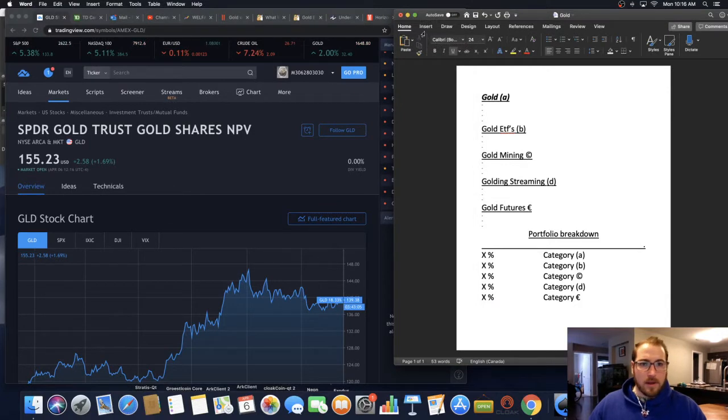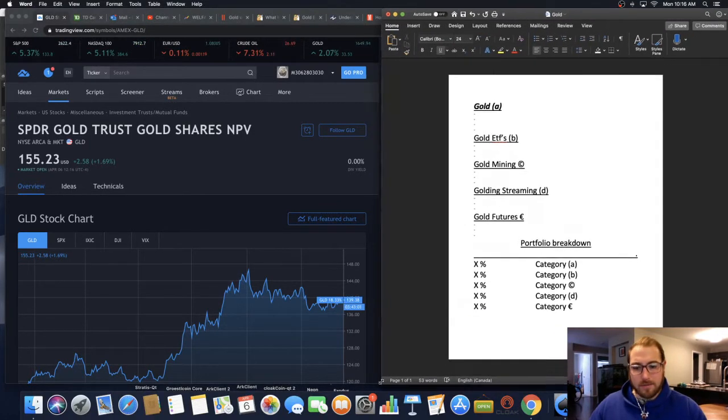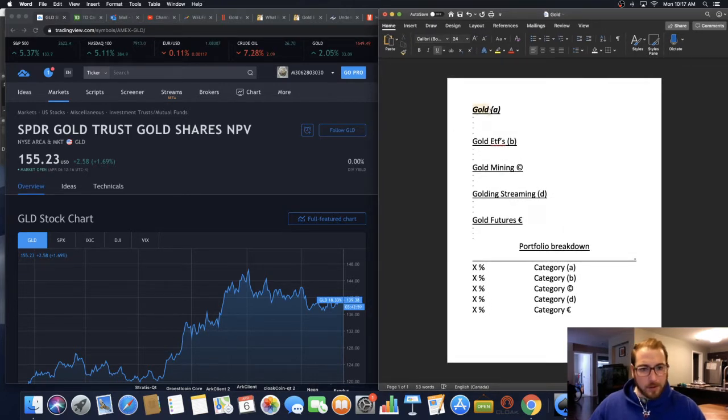Looking at a little Microsoft Word document I briefly prepared here, we're going to look at gold. We're going to look at gold ETFs. We're going to look at gold mining companies. We're going to look at gold streaming companies. And we're also going to look at gold futures.